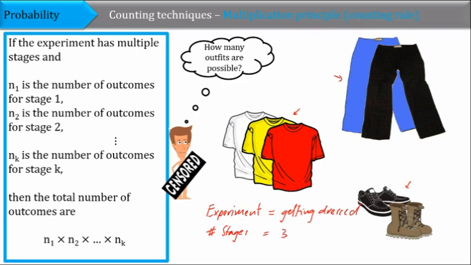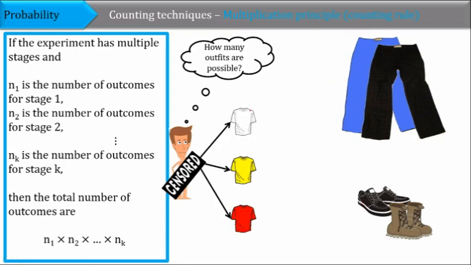Now, the number of stages in this case will be 3, because we need to put on a shirt, we need to put on pants, and we need to put on shoes. So those are the 3 stages. So let's see, using a tree diagram, what do we get?